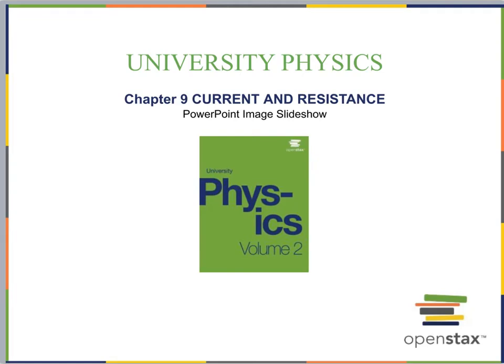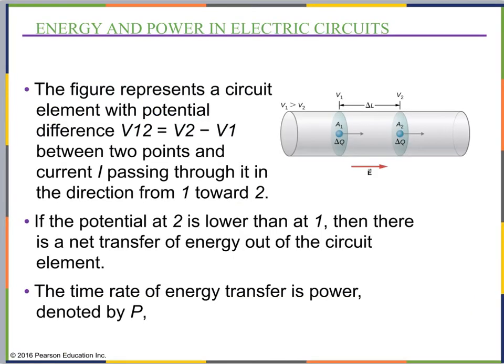All right, I want to just finish off with a few quick slides about power and look at the expressions that we can use for power either gained in a circuit or lost in a circuit. So in this picture, what we have is a conductor, and there's a potential difference from point 1 to point 2. And we're told that the potential at point 2 is lower than the potential at point 1.